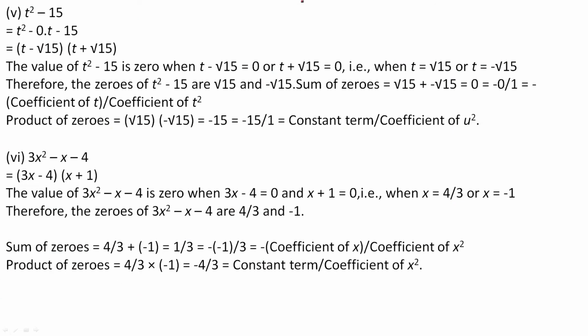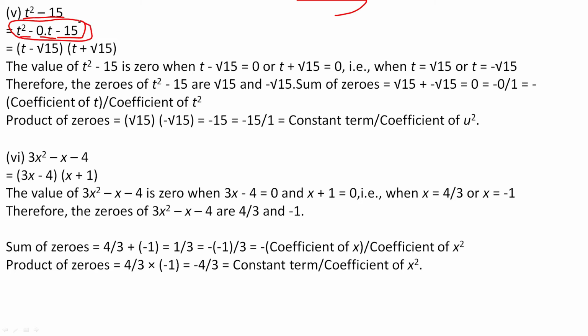Fifth question, t square minus 15. Here again the quadratic equation is not in the standard form, so we can make it a standard form. We need one t square, so t square minus 0t minus 15. Change the equation and write it in this standard form, that will be useful for you to factorize the given equation.